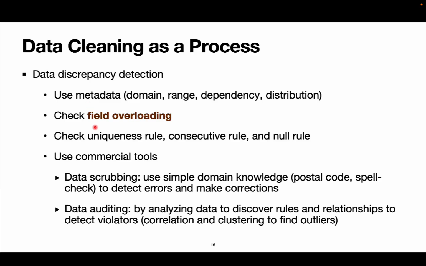One can also check for field overloading. So in field overloading, one attribute is used for multiple purposes. So let's say I have a field for storing the name, and they've been using the name for storing the first name and the last name. Also, the data management tools can be used to implement rules. Some of these examples are checking for uniqueness, consecutive rules, or null rules.